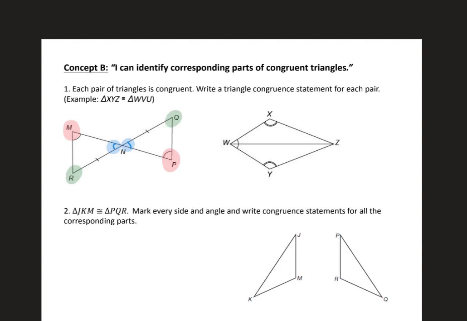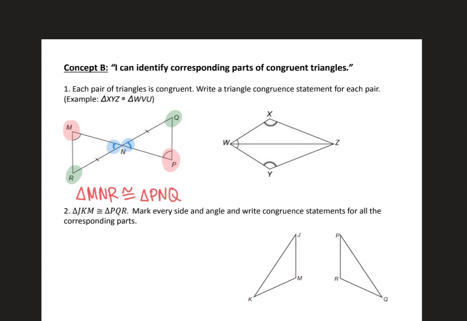So writing our triangle congruent statement, I'm going to start on the left. So I'm going to go MNR is congruent. And then we have to go in the same order. So we went red, blue, green. So I need to go red, blue, green. So it's going to be triangle PNQ.